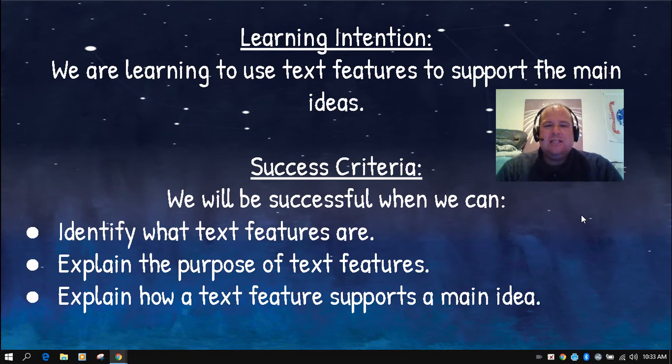We will be successful when we can identify what text features are, and you will be able to, I promise you. And you'll be like, oh, I've seen those before. Explain the purpose of text features and explain how a text supports a main idea.